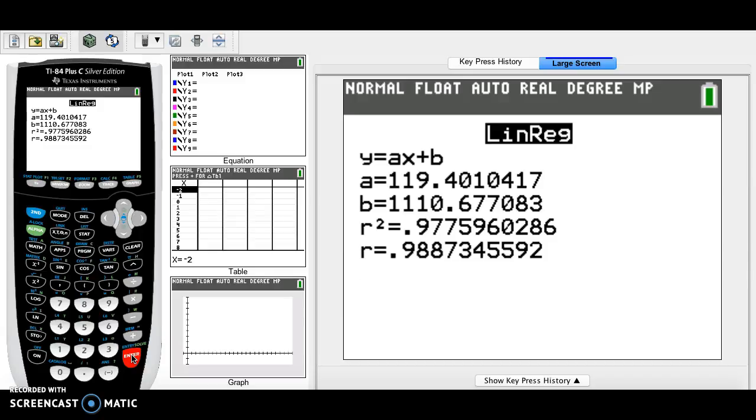If we take a quick look, we have a equals 119.40, etc. So we will round things off to 2 decimal places in this case, since I don't think we're given any detail. So the a is going to be the slope, the number in front of the x, and the b is going to be the y-intercept. Note when we look at the r-squared value, the 0.977 means we are fairly close to being accurate. The closer we are to 1, the better the regression line is.